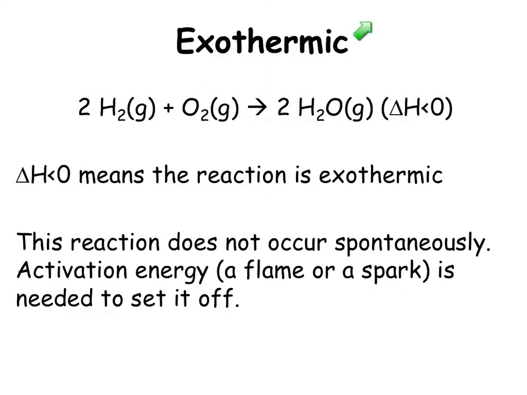An example of an exothermic reaction: hydrogen and oxygen brought into contact with each other in the presence of a flame, you're going to get water. Delta H is negative, and that is an exothermic reaction. This reaction does not occur spontaneously. I need to bring a flame or a spark close to it. You don't need to know the specific reactions, but you would need to interpret what that delta H value means.